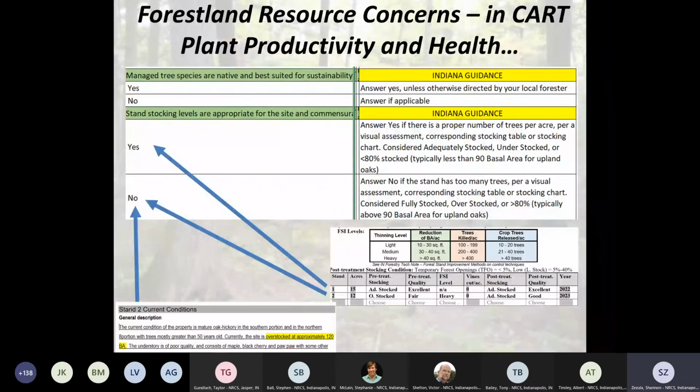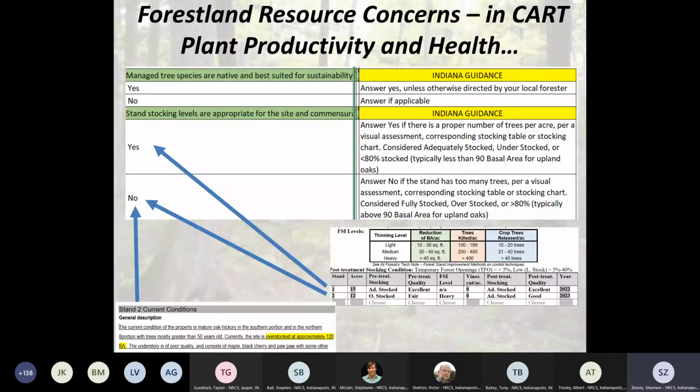So here's where we're getting a little more detail. The first one up there, managed tree species are native and best suited for sustainability. In Indiana, that's normally not a problem. Most of our forests, whether they were plantations or naturally occurring, have evolved to be mostly native species and best suited for sustainability. But again, if we find a site where a forest management plan says, hey, there's a bunch of, I don't know, loblolly pine planted out here and it's just not working, that might be where we say no. But for the most part, we're going to say yes.